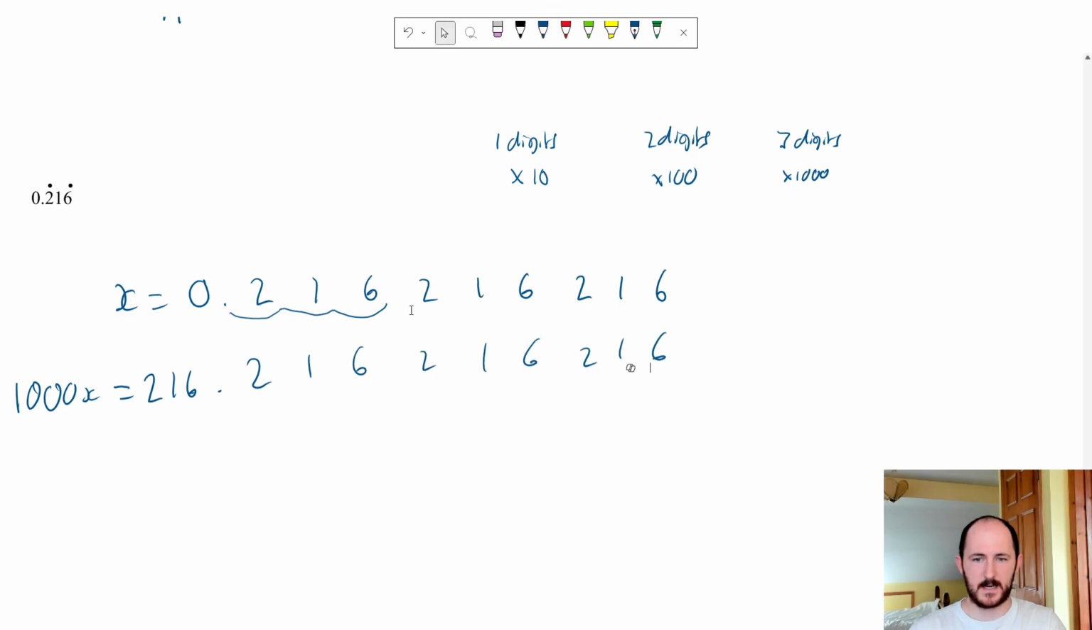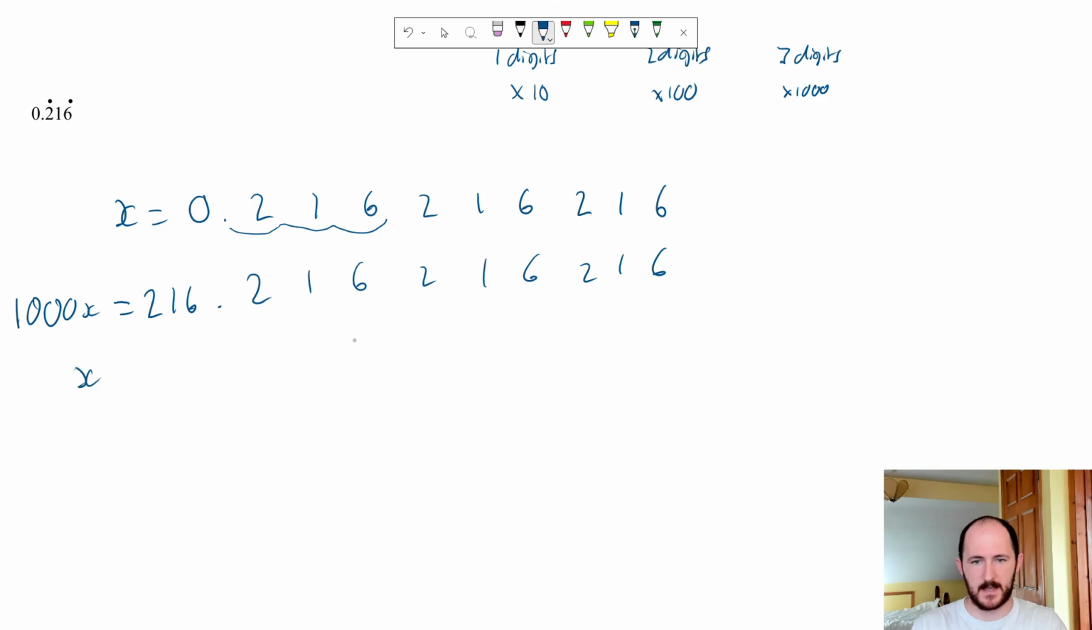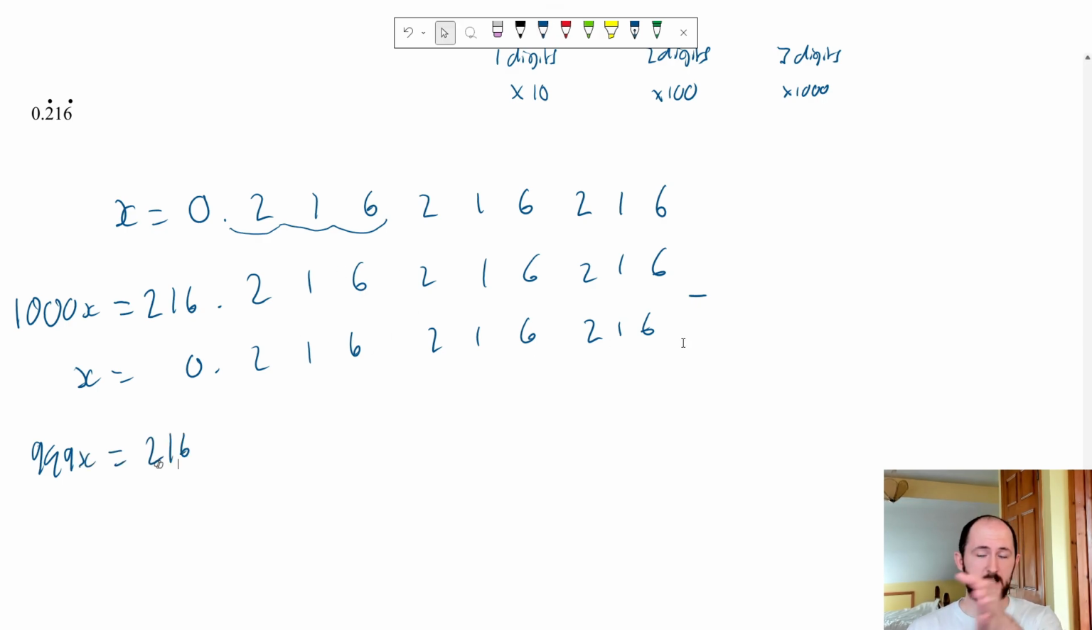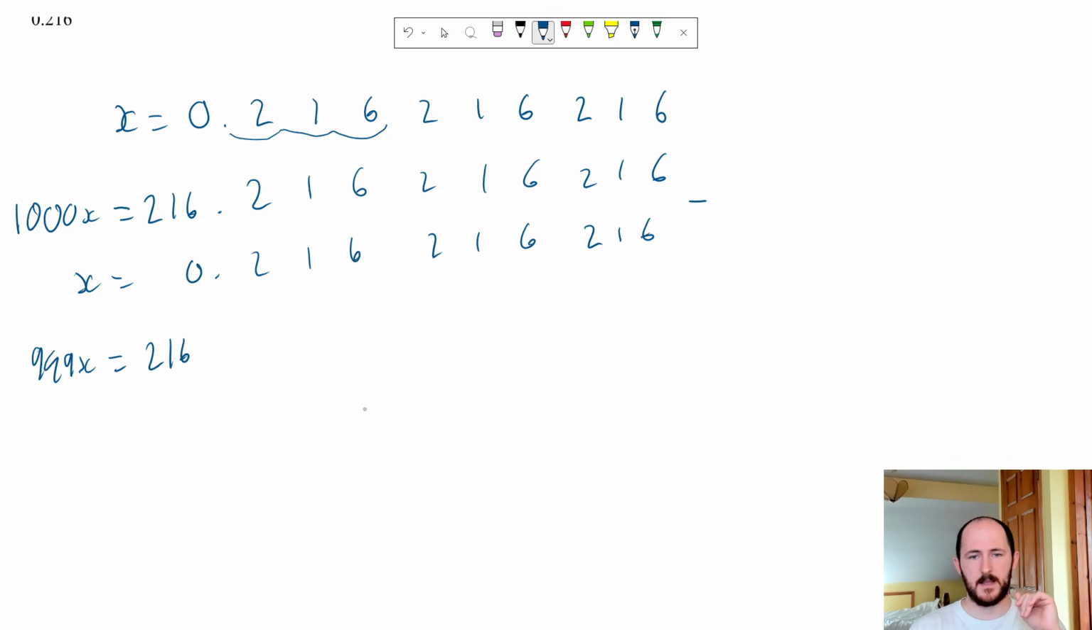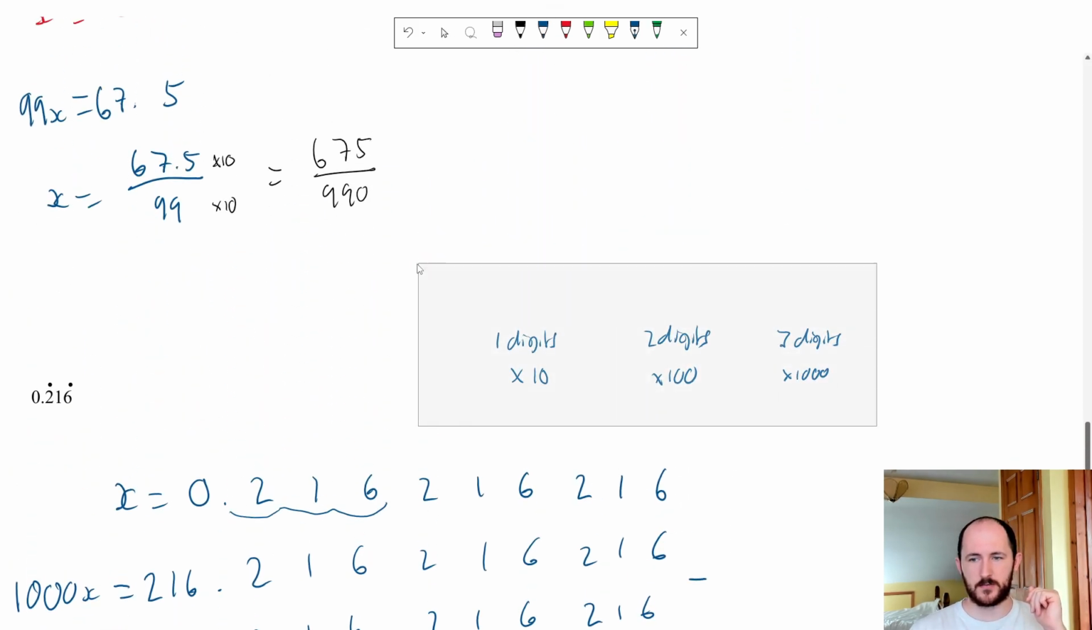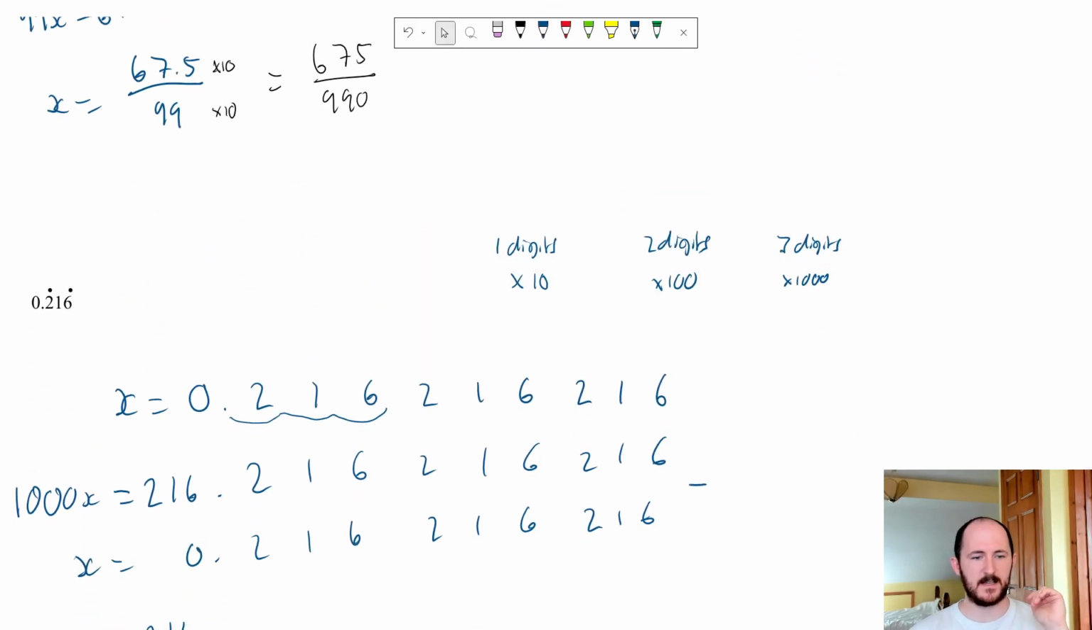216.216. Once again, we can just write that x again underneath and subtract both of those lines to get 999x equal to 216, right? Because those decimal points will always line up. Divide both sides by 999 and we get the final answer over there. So again, hopefully that was more useful. Just remember that rule and it should be fairly self-explanatory from there.